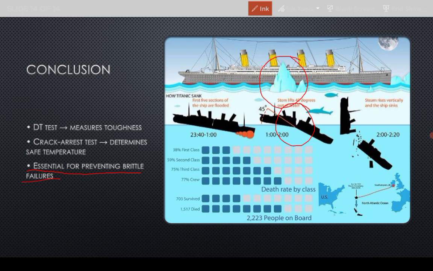Tests like the drop weight test and the dynamic tear test help engineers understand this ductile to brittle behavior today. The Robertson crack arrest test also shows how cracks can be stopped before they cause major failure. If such tests and knowledge had existed back then, stronger and more crack resistant steel could have been used, possibly reducing the damage. So these tests are important because they help prevent disasters like the Titanic by ensuring materials stay safe even in very cold conditions.